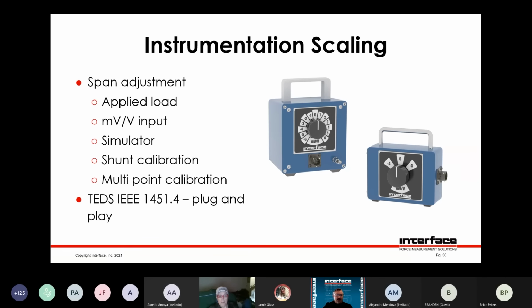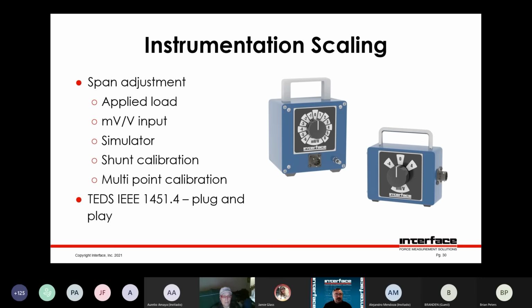And then let's talk about multi-point calibrations too. If you have an instrument, sometimes they can linearize. So you have a particularly nonlinear system, say a mechanical assembly that adds nonlinearity to the measurement. You can calibrate that out by applying loads and having your instrument actually apply a linearization to the data.